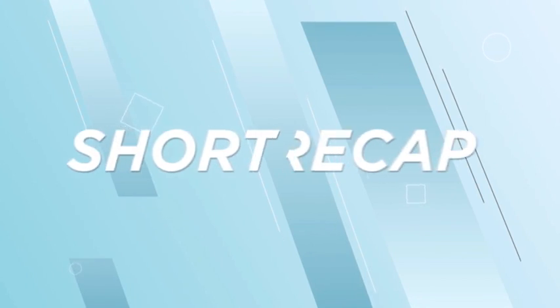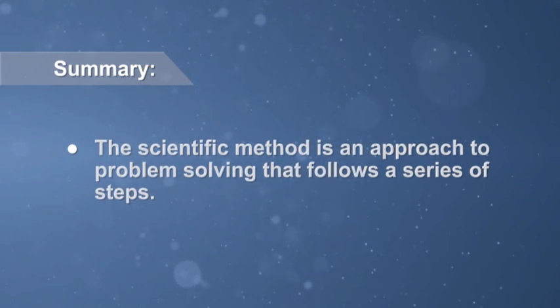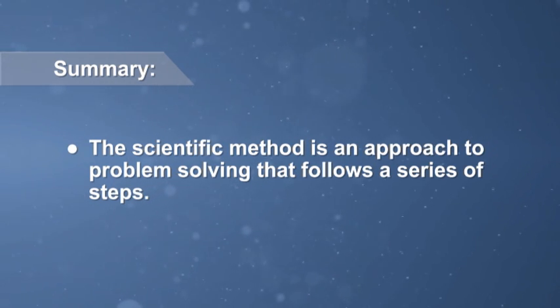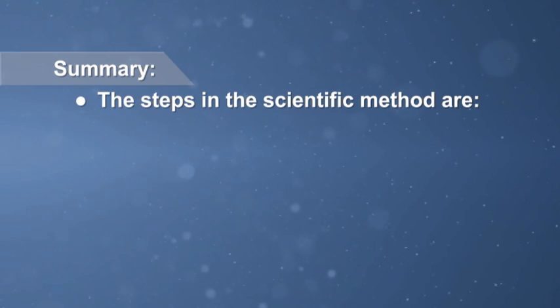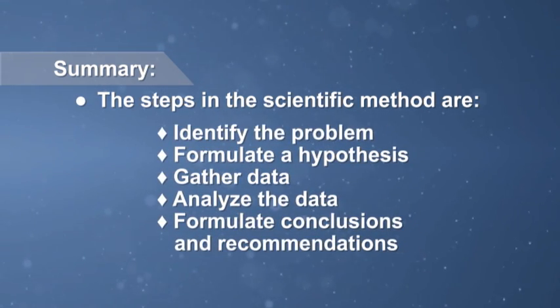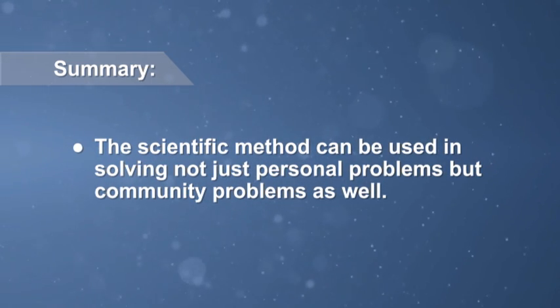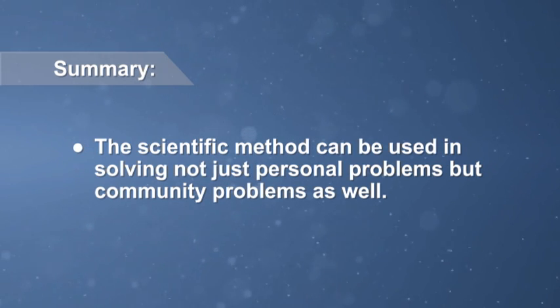And that's it for our module on developing scientific thinking. Before we go, let's look back at what we have learned in this module. The scientific method is an approach to problem solving that follows a series of steps. The following are the steps in the scientific method. Identify the problem. Formulate a hypothesis. Gather data. Analyze the data. And formulate conclusions and recommendations. The scientific method can be used in solving not just personal problems, but community problems as well.